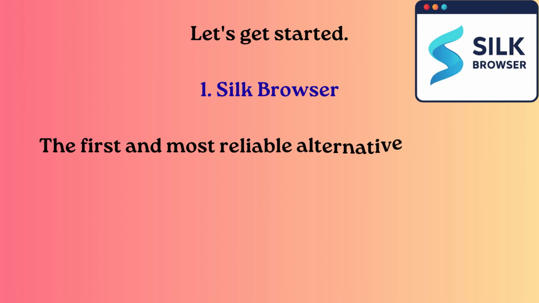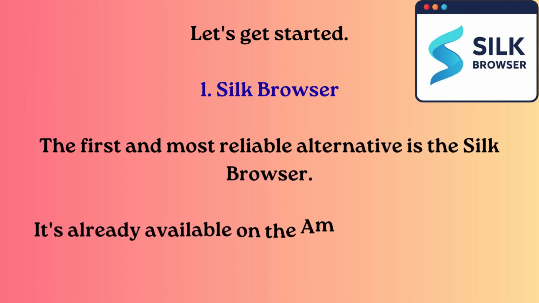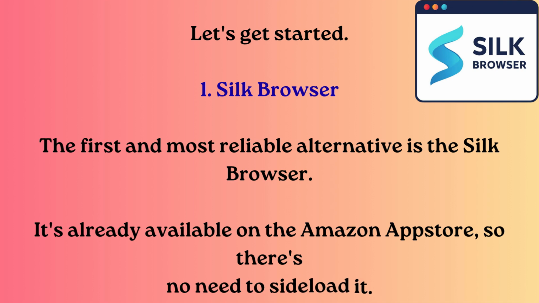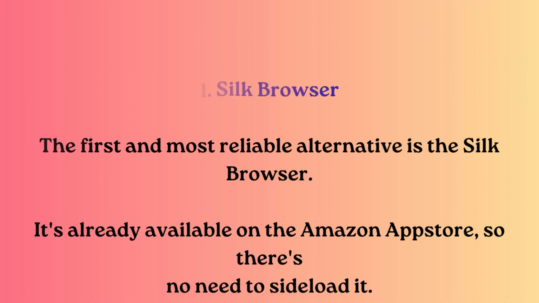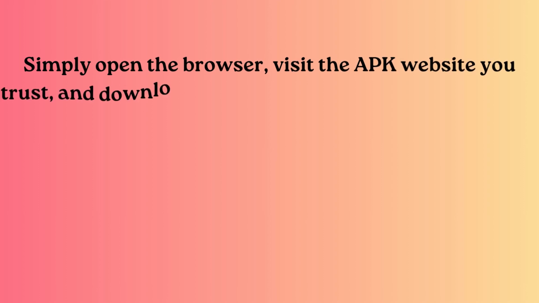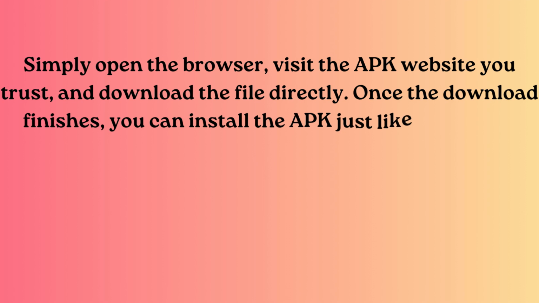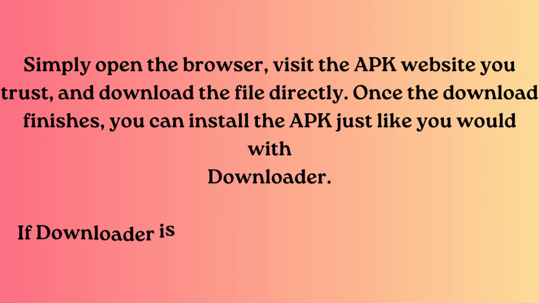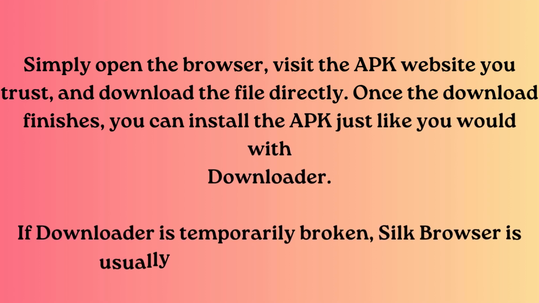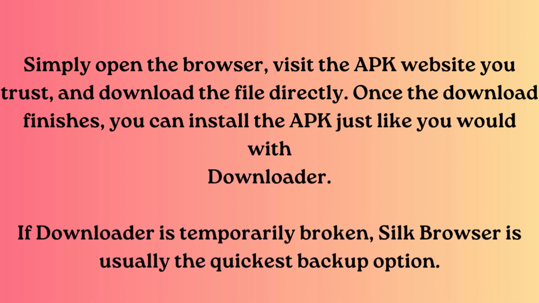The first and most reliable alternative is the Silk Browser. It's already available on the Amazon App Store, so there's no need to sideload it. Simply open the browser, visit an APK website you trust, and download the file directly. Once the download finishes, you can install the APK just like you would with Downloader. If Downloader is temporarily broken, Silk Browser is usually the quickest backup option.